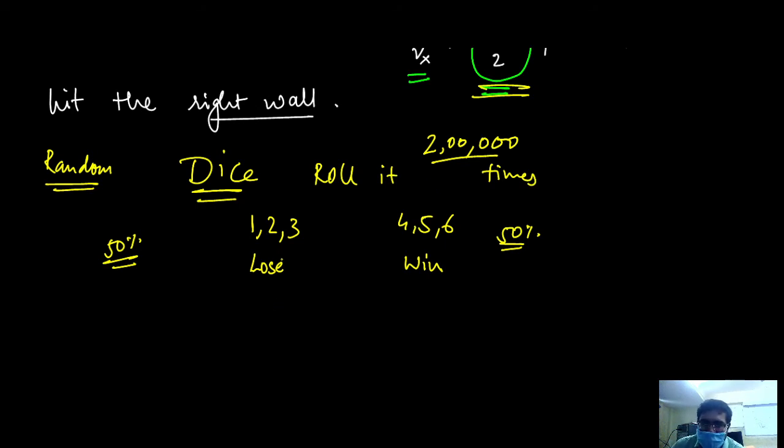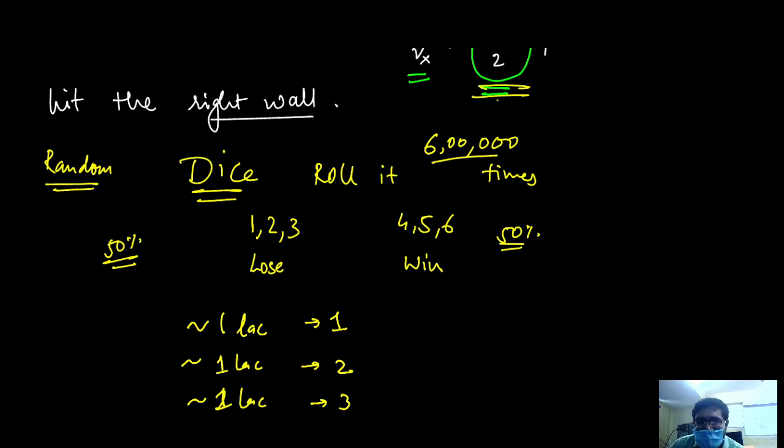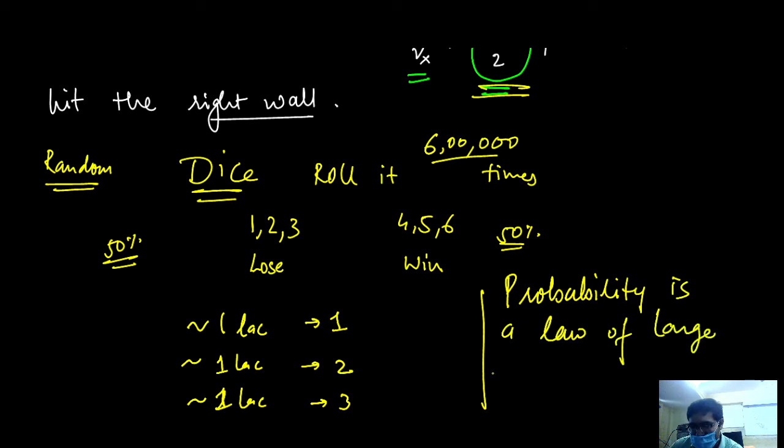Suppose instead of 2 lakh, let's say you do it 6 lakh times. So you are going to note that you get nearly 1 lakh times 1, nearly 1 lakh times 2. You understand what I am saying? Hopefully everyone is thinking of probability, because this is probability in nature. So we say that probability is a law of large numbers.